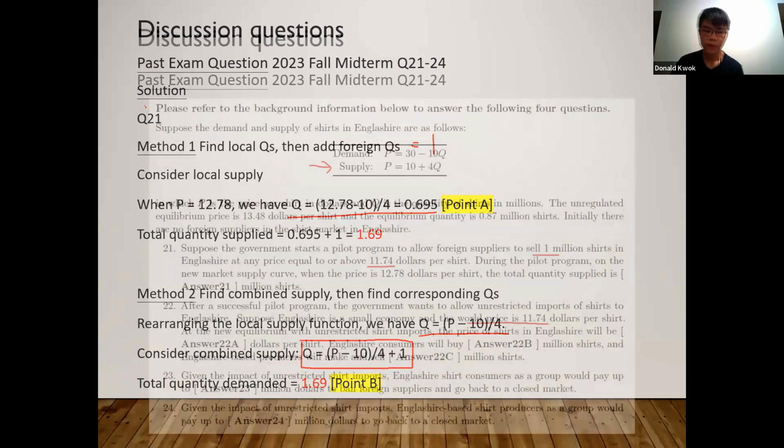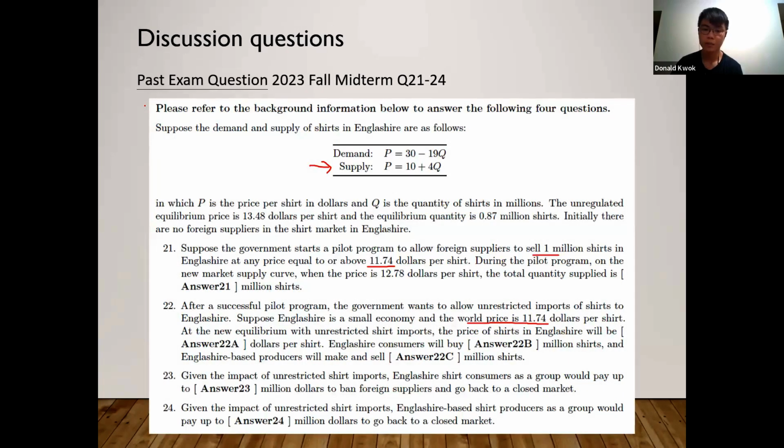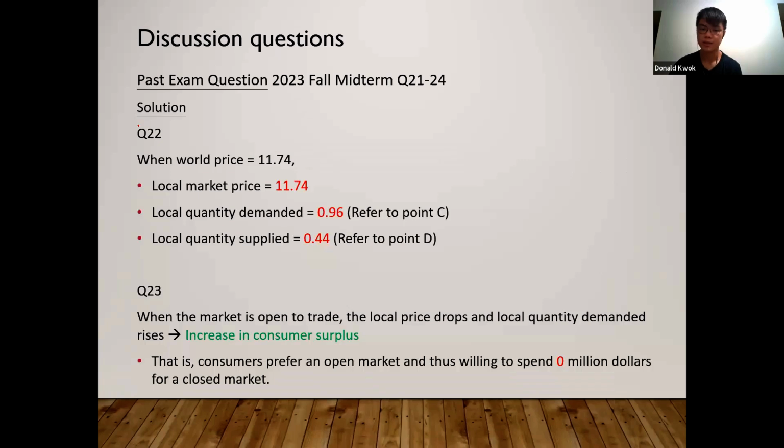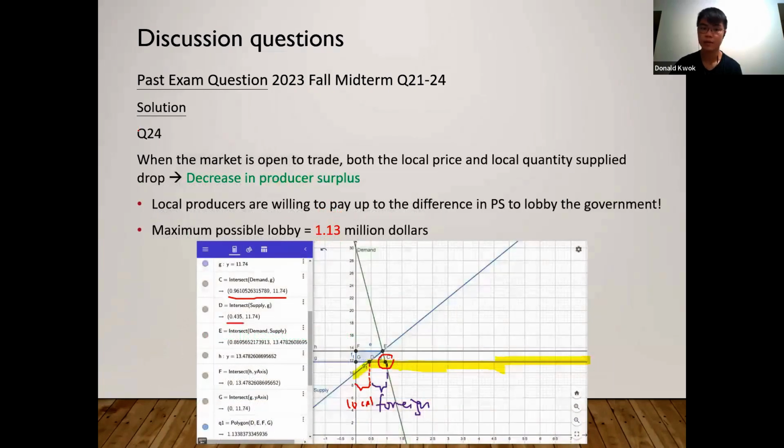Well, for question 24, the local producers are willing to spend up to what amount to go back to a closed market? Obviously, we know that the producer surplus will decrease after they open up the trade. Let me clear here for the drawings. So how does the producer surplus change after the economy is opened up to trade? Originally, the producer surplus would be this red triangle, when the market is a closed economy.